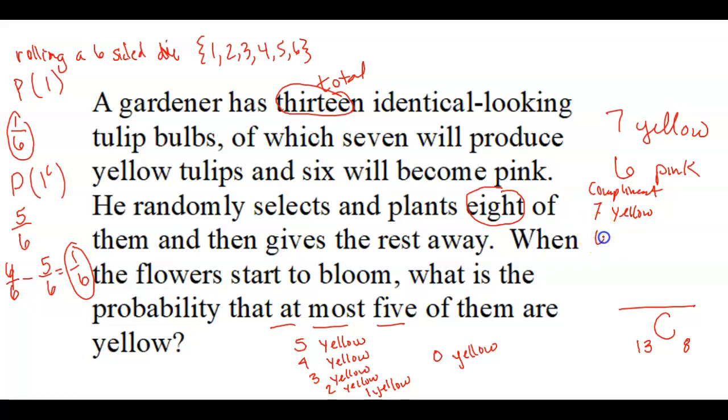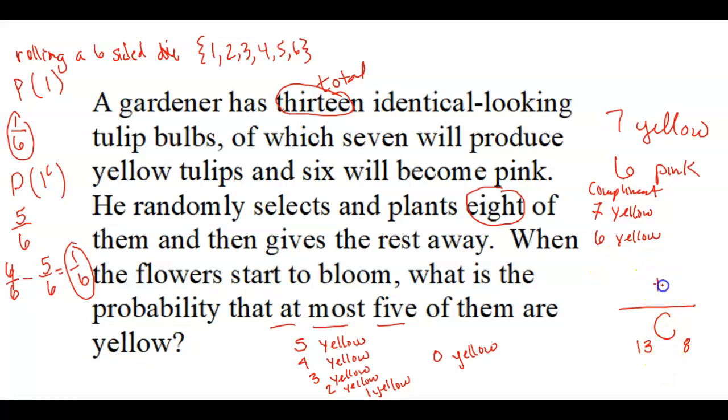Or 6 yellow. We can't have 8 yellow, all 8 of them yellow, because there's only 7 yellow available. So in this case, I would only have to add up these two cases, because this is the complement, 7 yellow and 6 yellow. I could add those together and then just subtract the probability from 1, and it would give me the same probability as adding all of these up. So it's going to be a lot less work. So let's go ahead and do that.